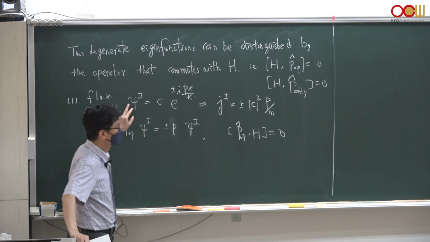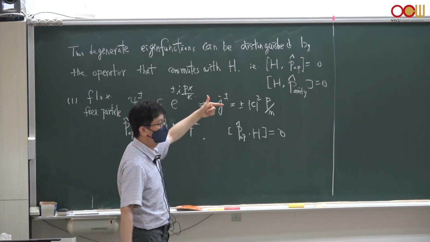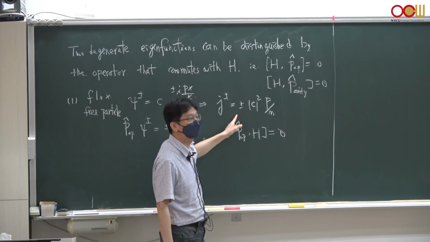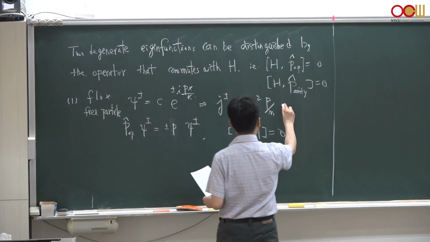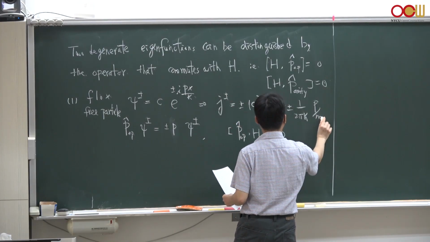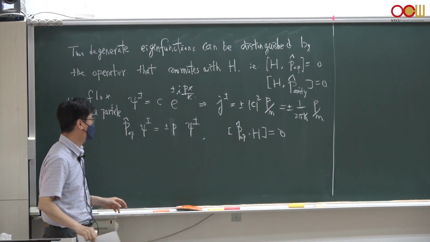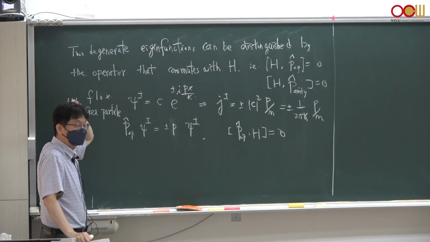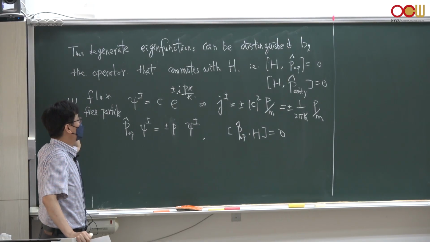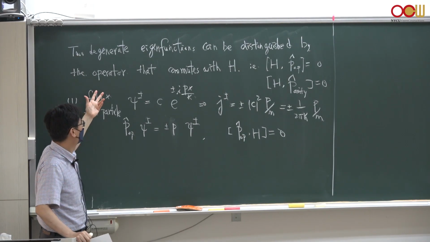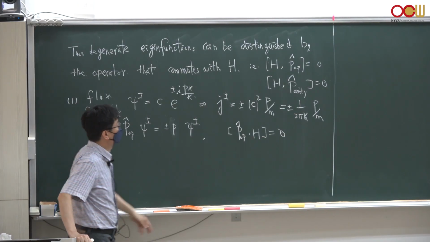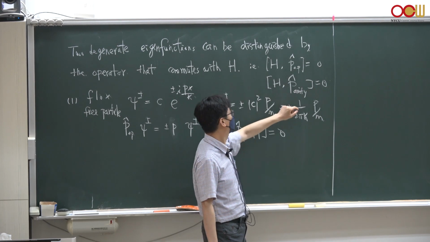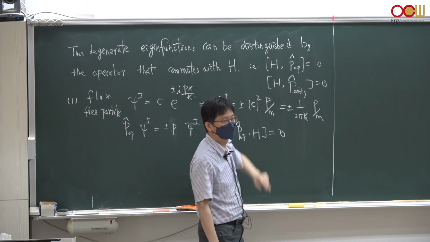And these so-called right-moving, left-moving free particles carry flux plus or minus c squared times velocity, as we already mentioned last time. But how do we distinguish these two? Well, we could distinguish these two degenerate eigenfunctions by another operator which commutes with the Hamiltonian, meaning this Hamiltonian could either commute with the momentum operator or the parity operator.